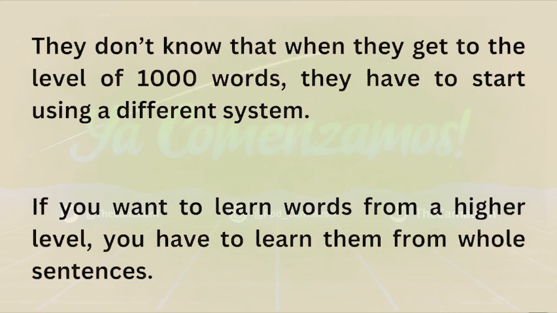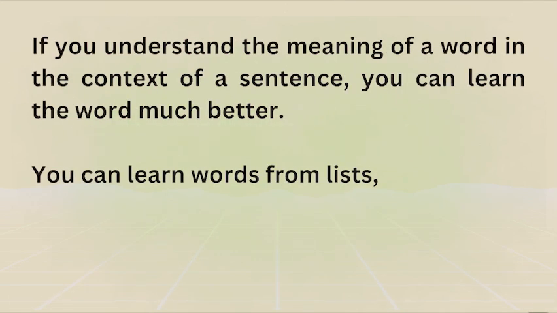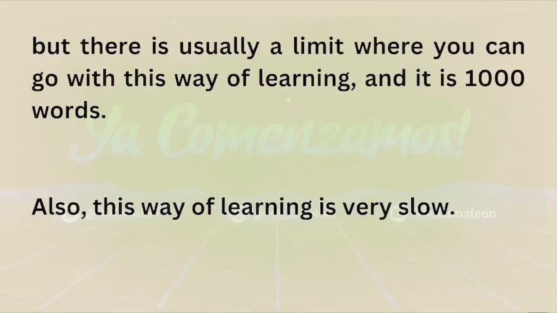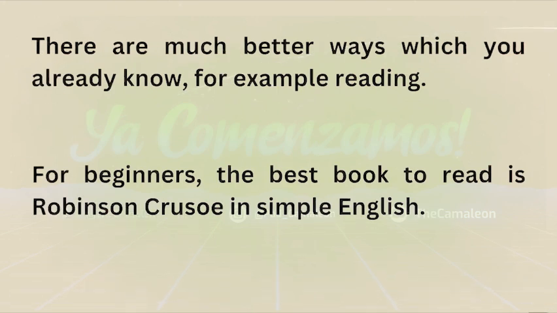They don't know that when they get to the level of 1,000 words, they have to start using a different system. If you want to learn words from a higher level, you have to learn them from whole sentences. If you understand the meaning of a word in the context of a sentence, you can learn the word much better. You can learn words from lists, but there is usually a limit where you can go with this way of learning, and it is 1,000 words. Also, this way of learning is very slow. There are much better ways which you already know, for example, reading.